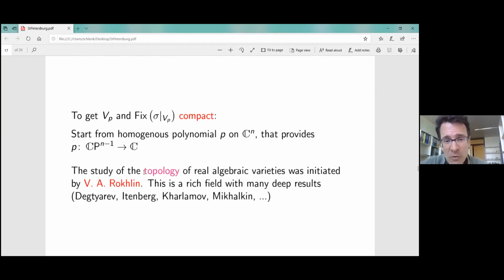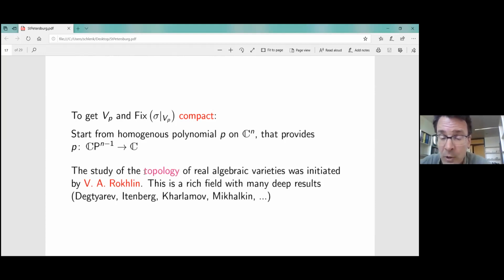And now, of course, he initiated it and had many results, and there are books by Degtyarev, Kharlamov, and Viro, and Itenberg and Grisha have done much work, and also Salman and many other people. And this is a big field. So in this algebraic geometry setting, the involution in question, as far as I understand, is always something really canonical, like z goes to z bar. So the mapping is kind of given, and then you ask which topological types you can realize in this way.